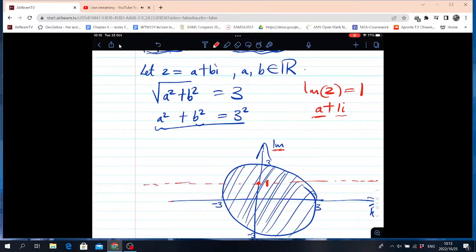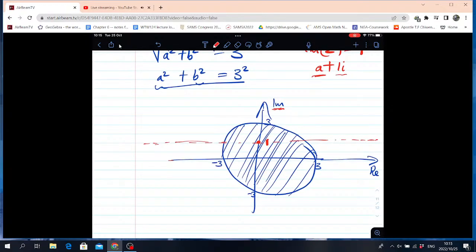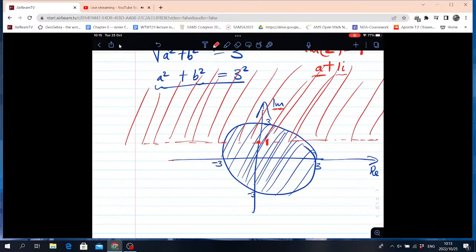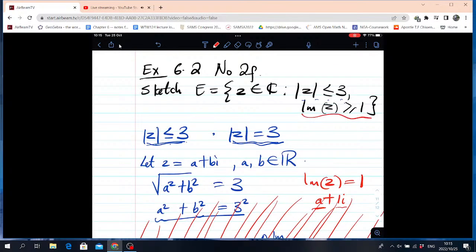So in other words, points on this line are the ones that are satisfying that. Then we are told that the imaginary part should be greater or equal to 1. So in other words, we are talking of all the points that are above this line that we have, right? Those are the points that satisfy this property that we have over here.